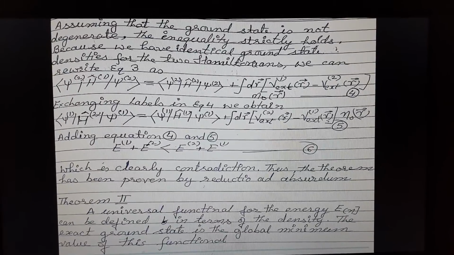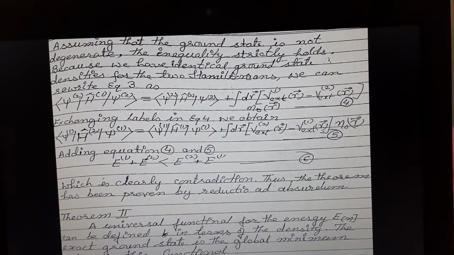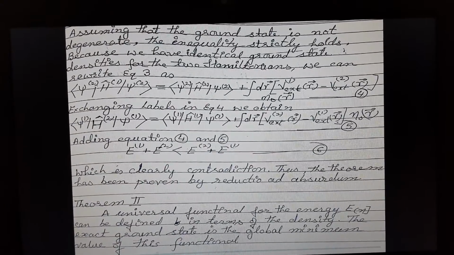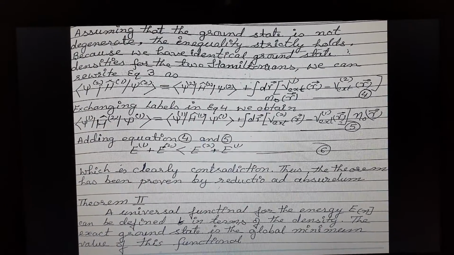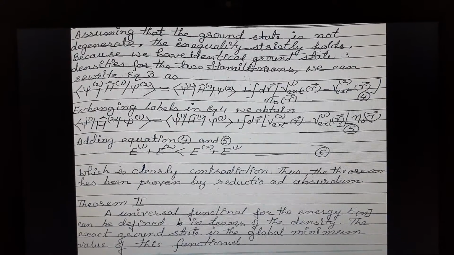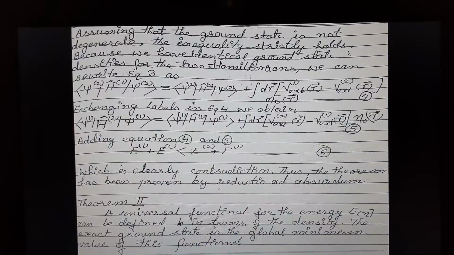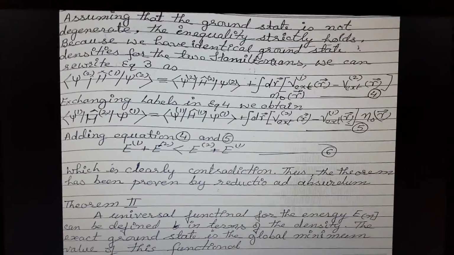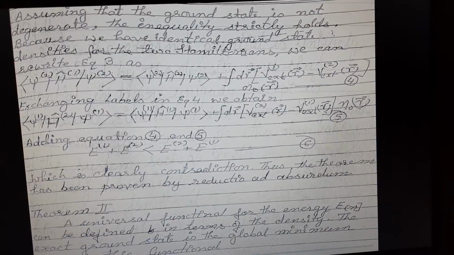Theorem number 2. A universal functional for the energy E[n] can be defined in terms of density. The exact ground state is the global minimum value of this functional.